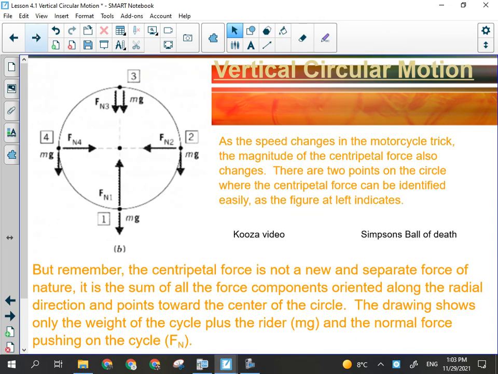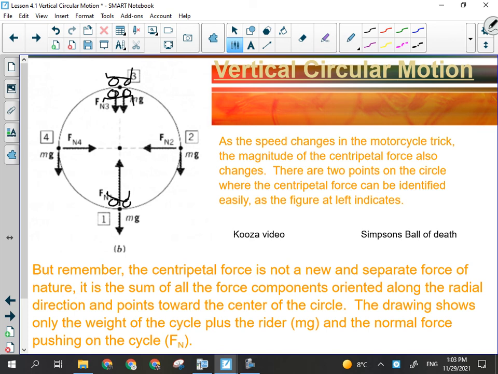Okay, so if we're looking at a vertical circle, we're only going to be dealing with essentially three places on a vertical circle. We're going to be dealing with the bottom on the inside of the circle, the top on the inside of the circle where you would be upside down, and the top on the outside of a vertical circle. And the reason we're only going to be dealing with those places is because you can't be here.